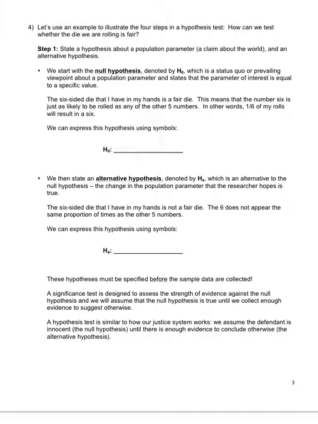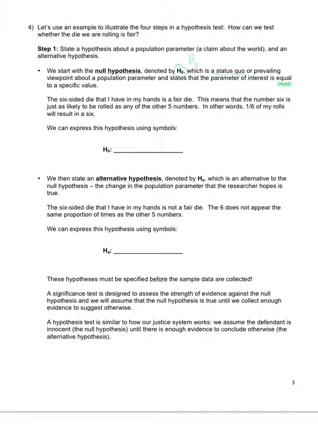So step 1, state a hypothesis about a population parameter, which is a claim about the world, and an alternative hypothesis. So those 2 choices we're interested in choosing between. All right, so we start with the null hypothesis, and we use this notation, H with a subscript of 0, it's H naught, or the null hypothesis. And this is your status quo. So it's the prevailing viewpoint about a population parameter and states that the parameter of interest is equal to a specific value. So we're going to be limiting ourselves to an equal sign in this statement.